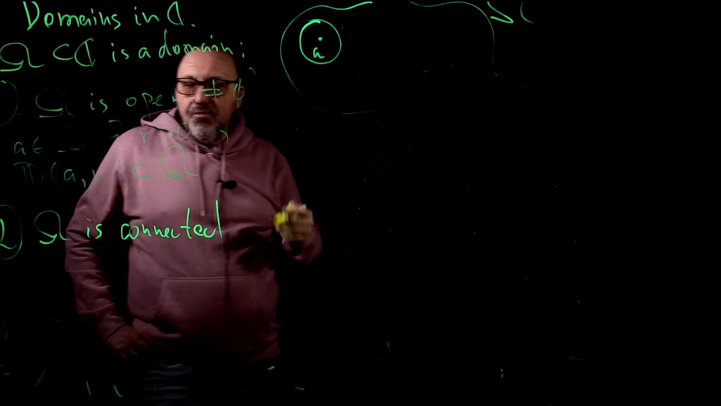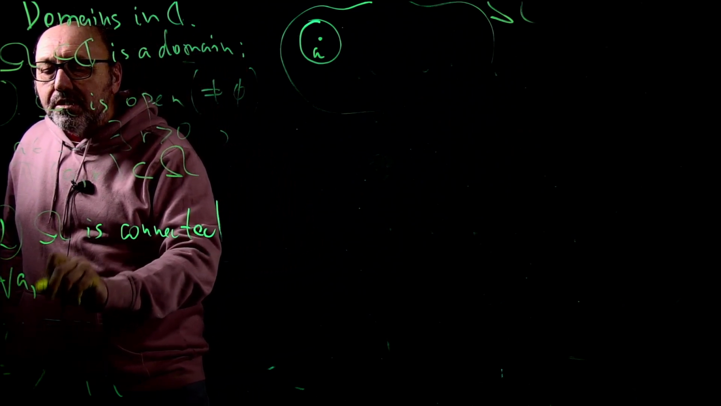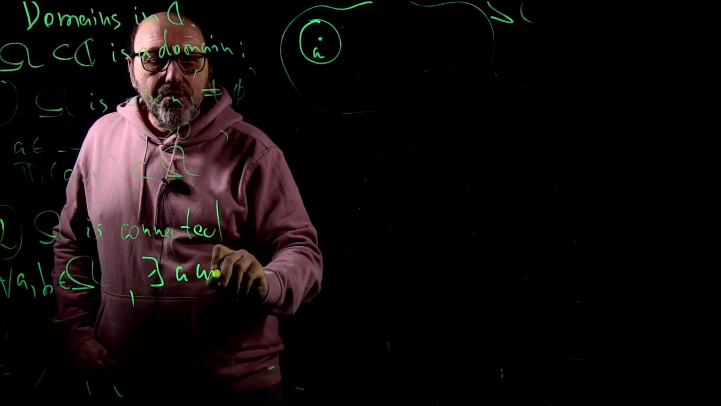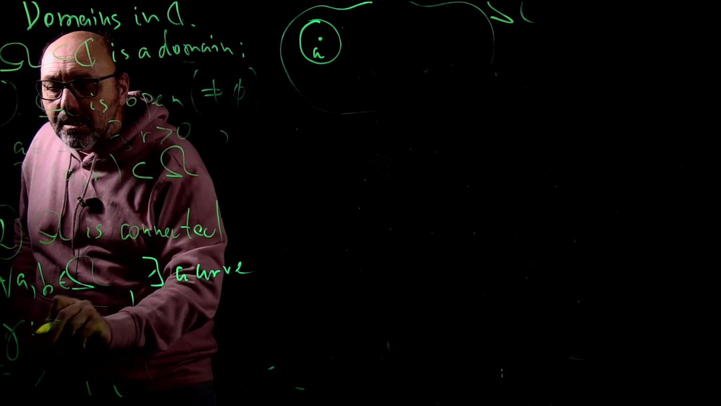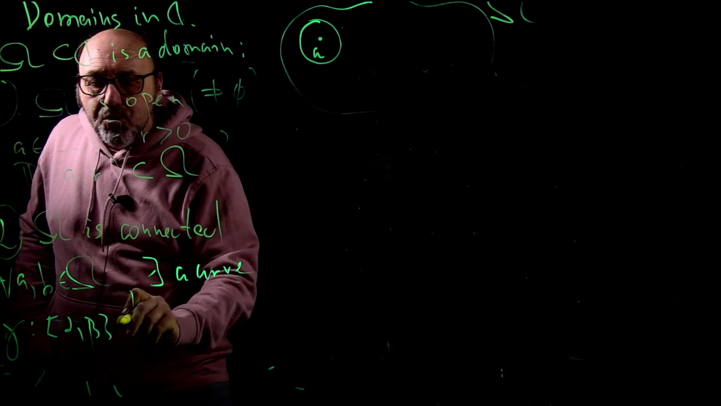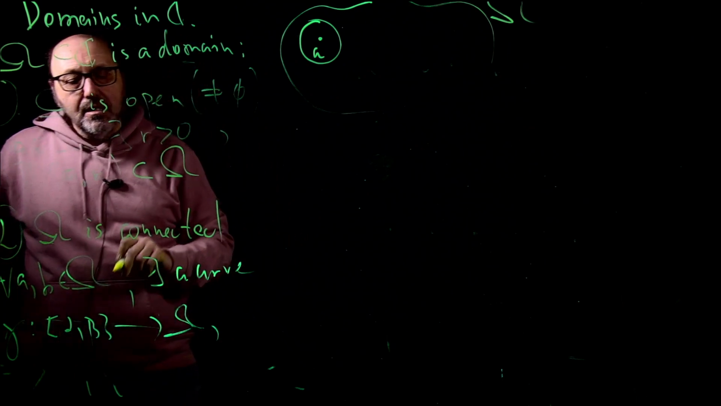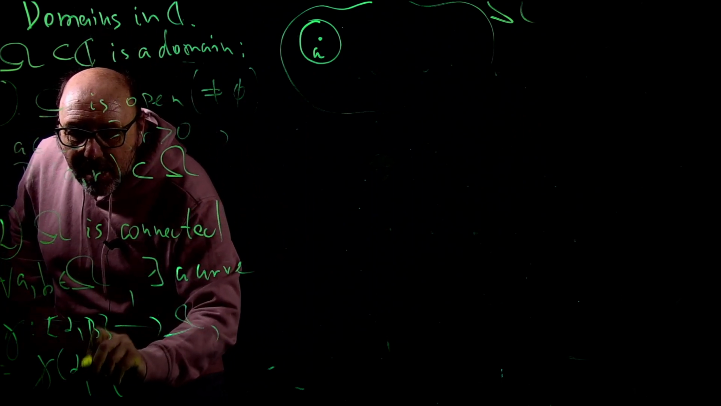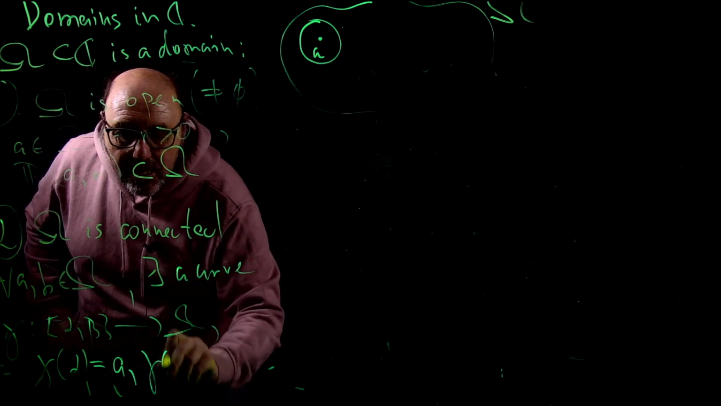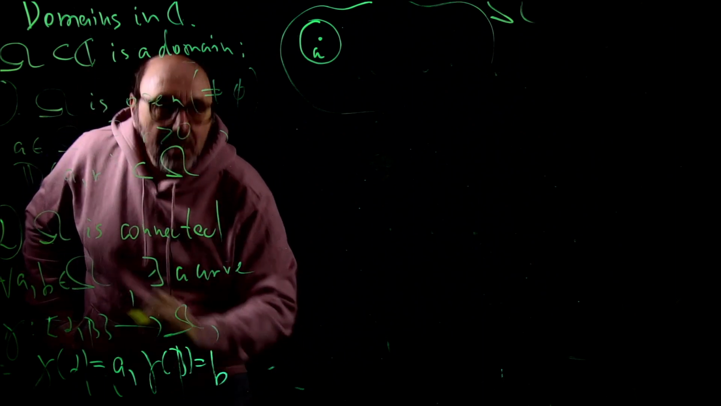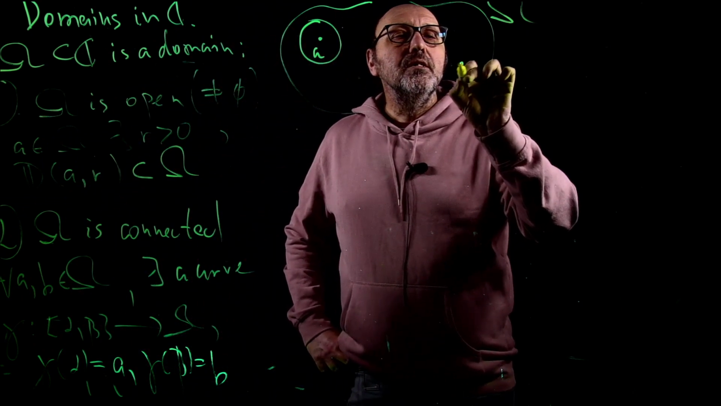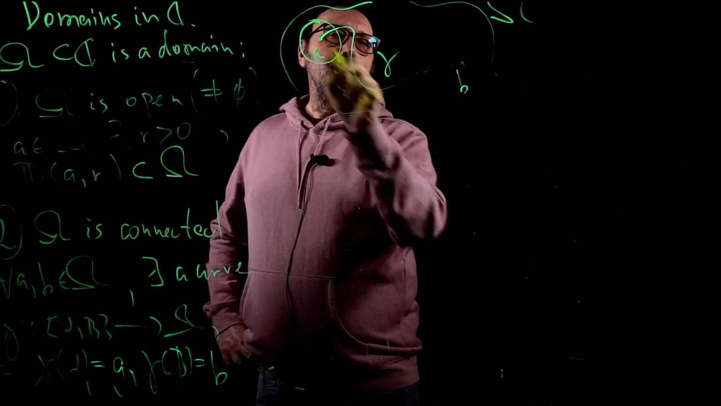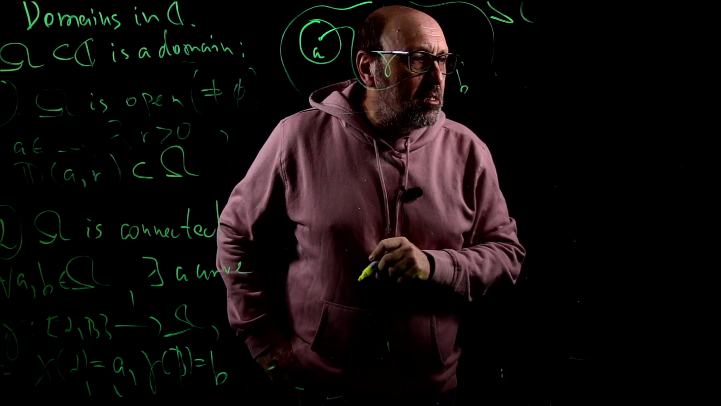This means the following thing: for every two points A and B in omega, there exists a curve, let's say gamma, which is contained in omega, such that the ends of this curve are the points A and B. So this means gamma of alpha is equal to A and gamma of beta is equal to B. Geometrically speaking, you have A, you have B, and there is a curve gamma joining A and B. And this curve is completely in your domain.